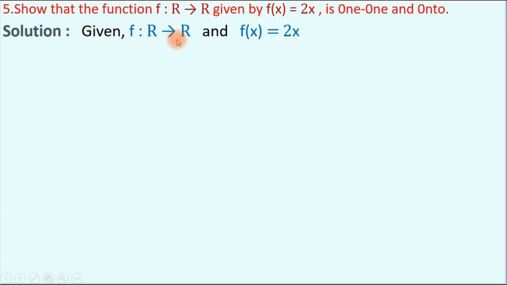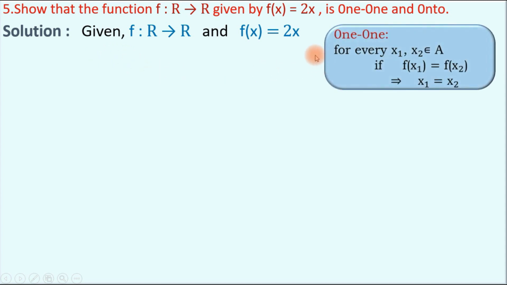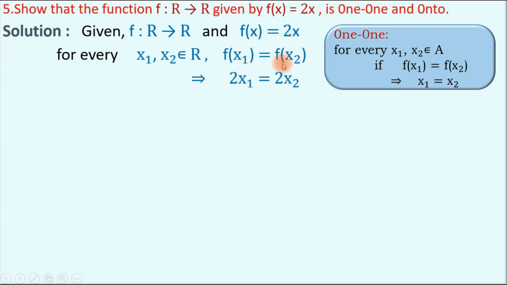Given f from real number to real number and f of x equals 2x, to show that f is 1 1, take the condition of 1 1 function. For every x1, x2 belongs to R, f of x1 equals f of x2. Given f of x is 2x, f of x1 is 2x1, f of x2 is 2x2. This implies x1 equals x2. Hence, the condition of 1 1 function, f of x1 equals f of x2 implies x1 equals x2. This function is 1 1.